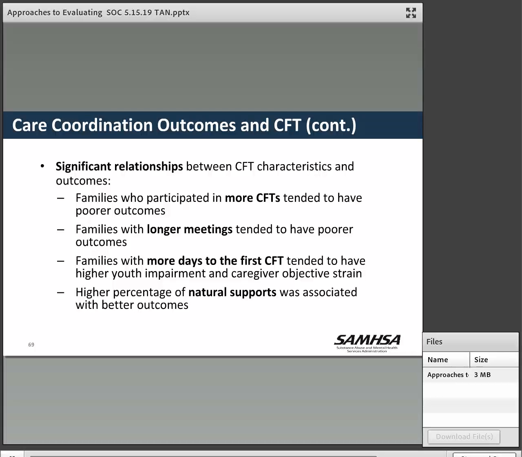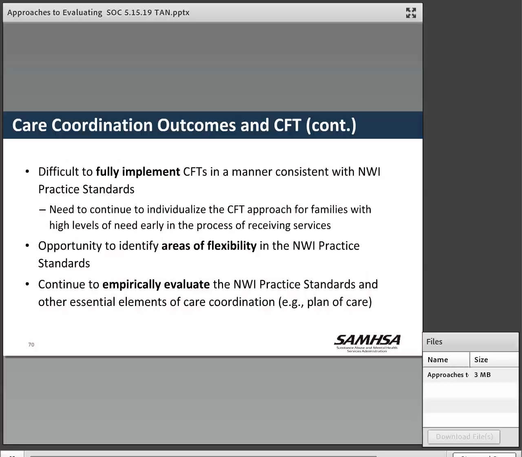We also found that a higher percentage of natural support at the meeting was associated with better outcomes on nearly all of the measures we looked at. And this may mean that families with more expansive social networks may be better equipped to use resources or may have associated skills that allow them to effectively use the child and family team process. It may also mean that youth with more complex needs may require the involvement of more professional support, which may inherently lead to a lower percentage of natural support. Finally, it could mean that increasing the presence of natural supports, even to a lower percentage than recommended in the practice standards, could lead to improved functioning.